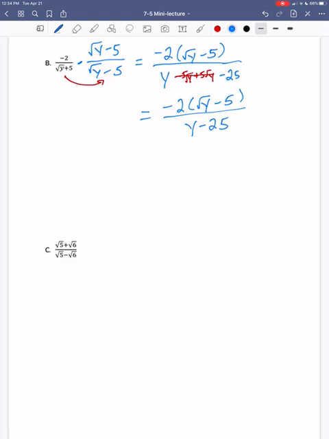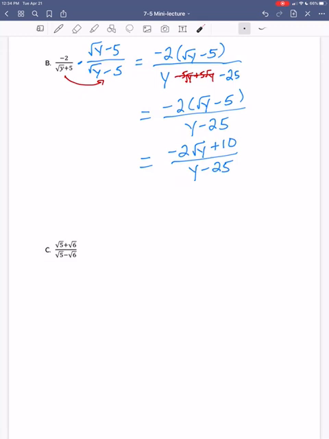I can't cancel anything here, so I'll go ahead and distribute in the top. Negative 2 times negative 5 is positive 10. And just a note here, don't get cancel happy. I can't cancel y's here for a couple reasons.